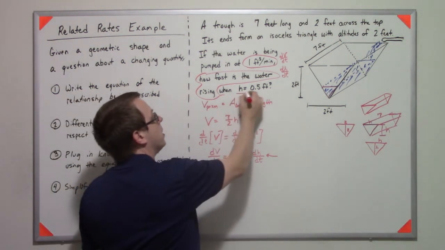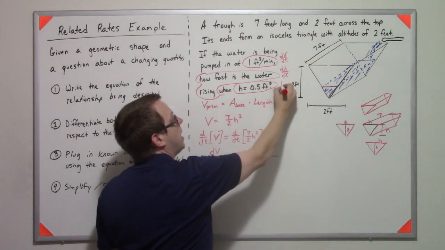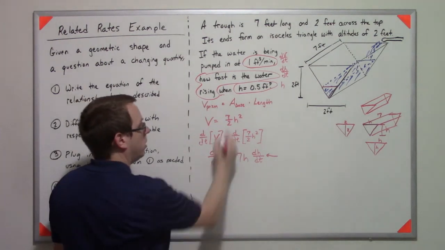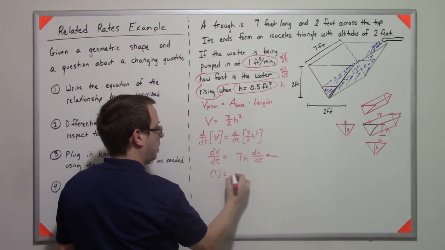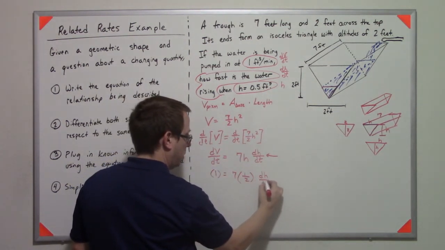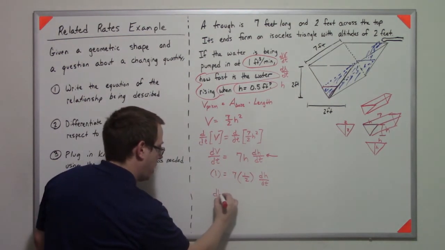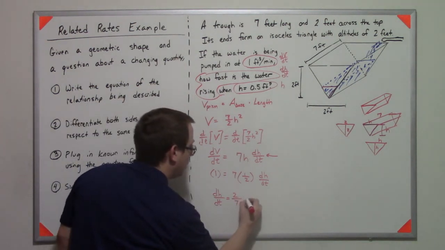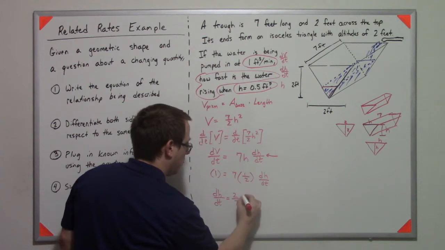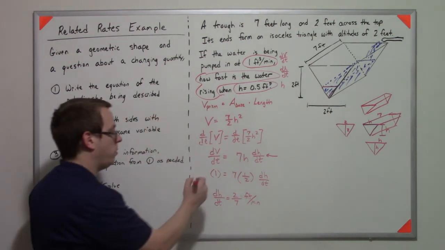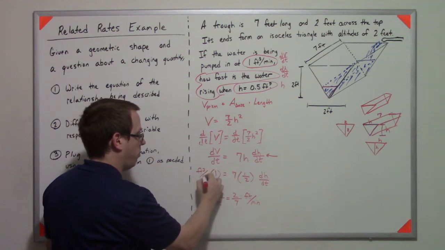And then I also have this, which tells me about my current state at h. So that tells me I can plug in this, and this. That tells me that dh/dt is equal to 2/7 foot per minute. Now, if we really wanted to be careful here, we would do this as feet cubed per minute.